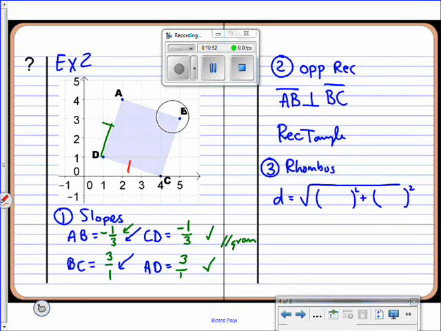Okay, let's do distance formula. Go ahead and put me on pause and do this one on your own. Make sure you're getting plenty of practice using the distance formula.